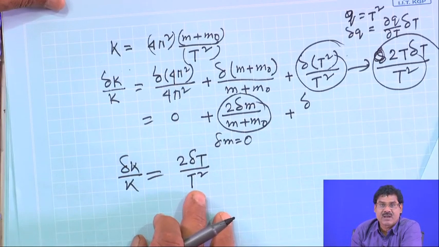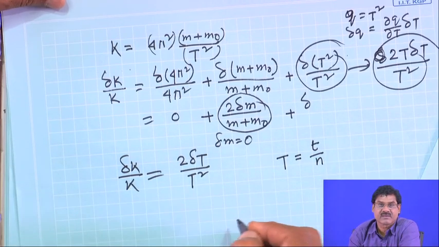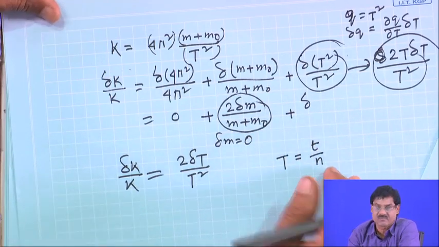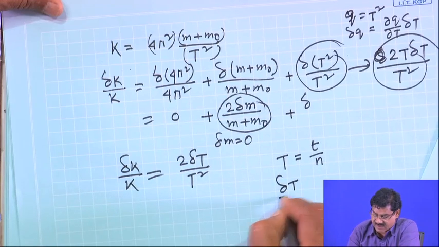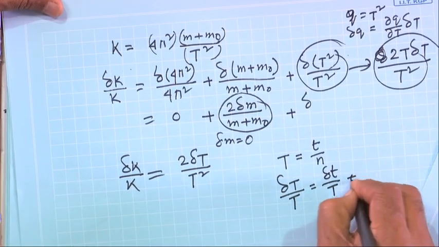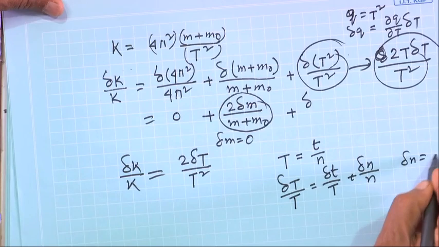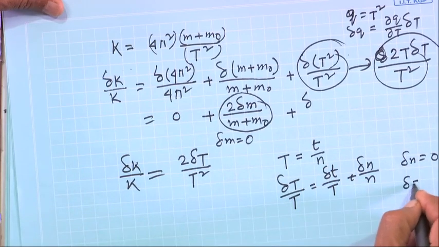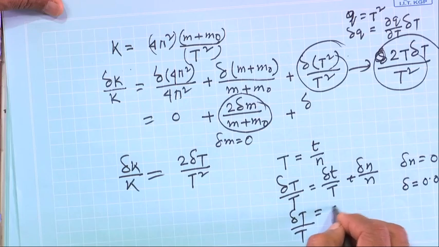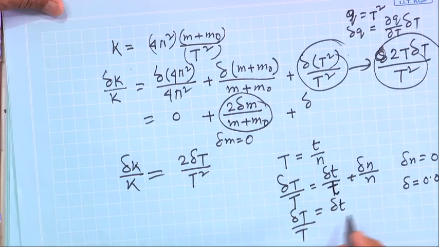Now, t square we are not measuring directly. Capital T equals t by n, right. Again it is in multiplication and division form, so relative error will be added for this: delta t by t plus delta n by n. Okay. Delta n we are counting, so we will consider that 0, but delta t we will consider a value 0.01. So here we get delta t by t, not this capital T, it will be this small t.